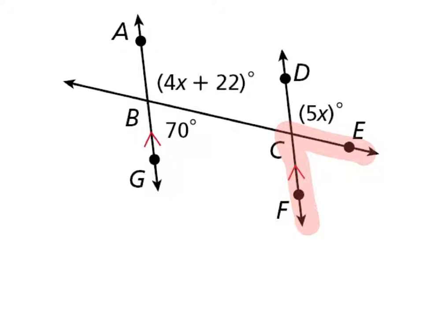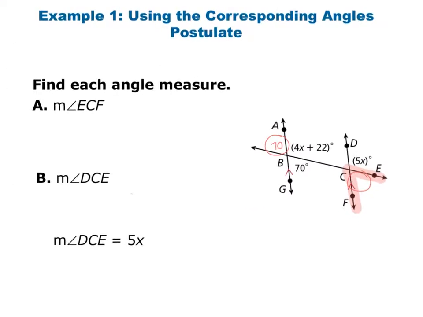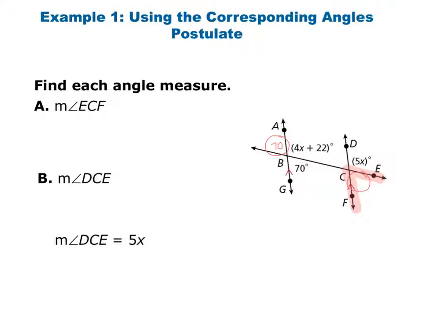Well, so CBG, what's the vertical angle to CBG? What's the measure of that one? 70. So then what's the relationship between this angle and this angle? They're the same. Why are they the same? They're alternate exterior angles. So what would the measure of angle ECF be? 70 degrees.